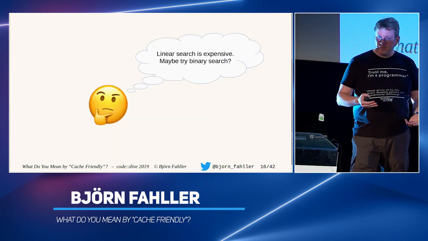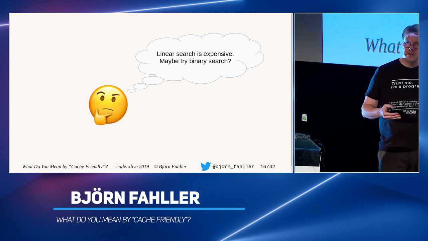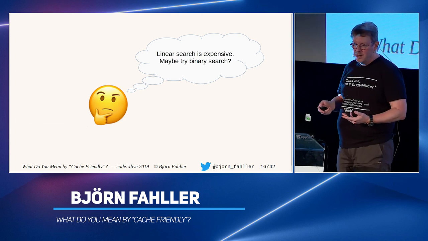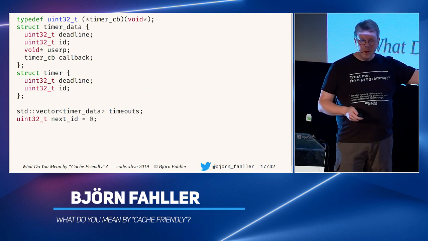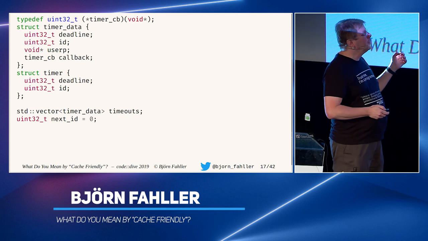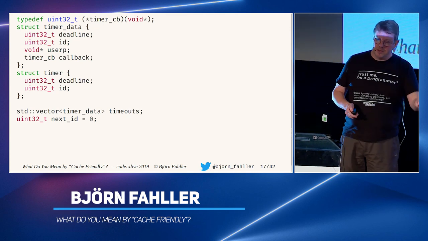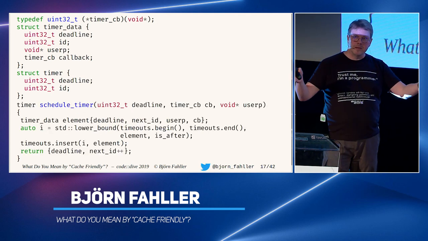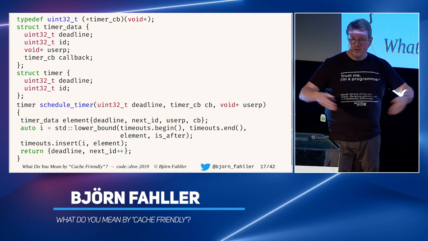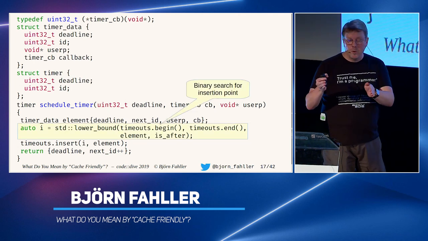But linear search is still expensive. Should we try a binary search? Can be worth it. It's dead easy to implement. We have the same type of data. We changed the return type from schedule timer to be a timer that includes a deadline and an ID. We still store them in this vector. It's already sorted, so doing a search with a lower bound is easy.